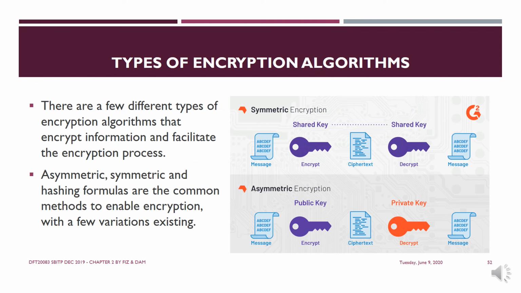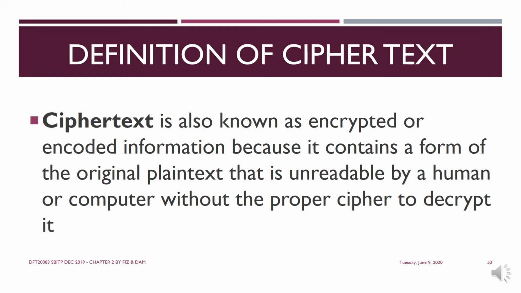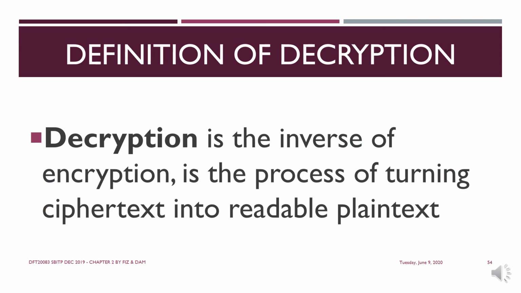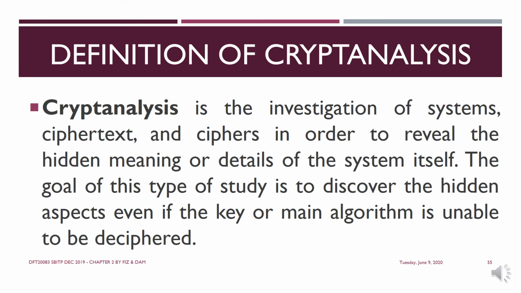You can see here about the shared key, and then for symmetric and asymmetric. The differences here we can see about the process of encryption itself. In asymmetric, they have public key and also private key. Cipher text is unreadable by humans or computers without the proper cipher. And decryption is also the inverse of encryption, which is the process of turning cipher text into readable text.